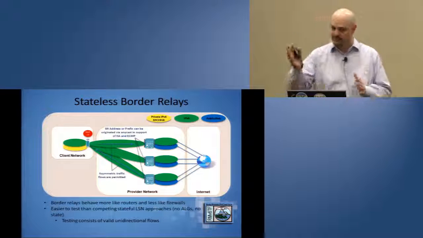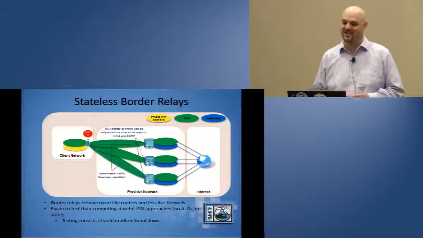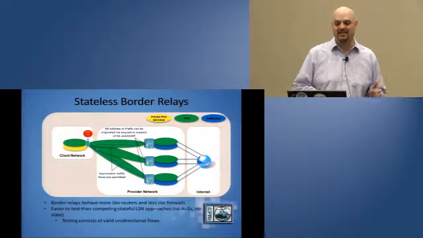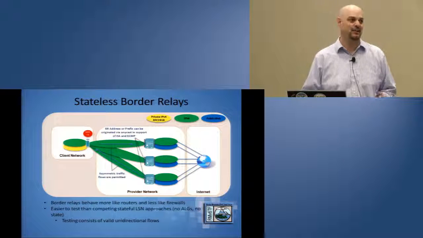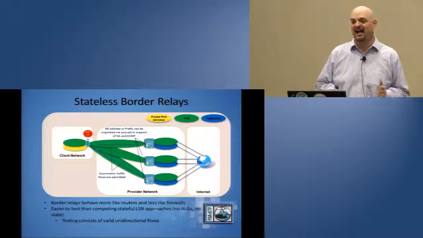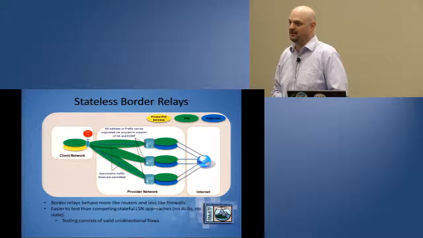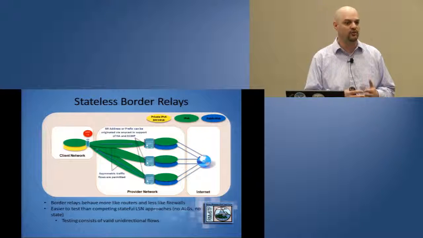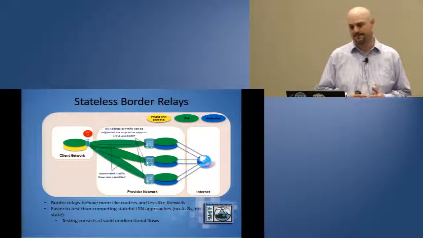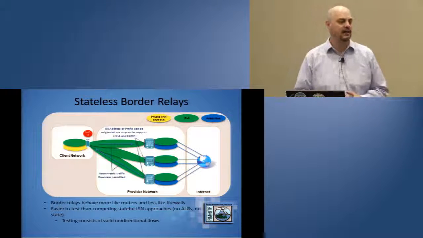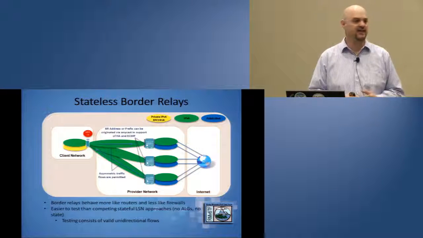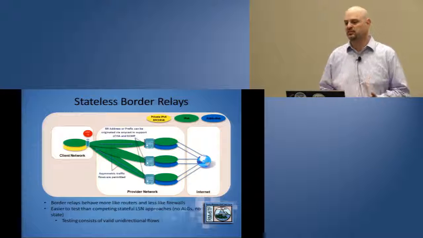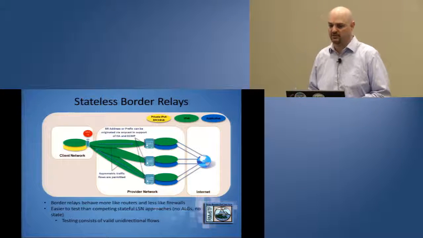Stateless border relays. We had somebody nail it earlier on today, the stateless component of MAP. Border relays behave more like routers and less like firewalls. Working for a service provider, I don't want to stick firewalls in the middle of my network. I want devices to behave more like routers that are just basically forwarding based on bits that they're seeing in the v6 address. I don't want them to keep state, or be vulnerable to attacks because of state.